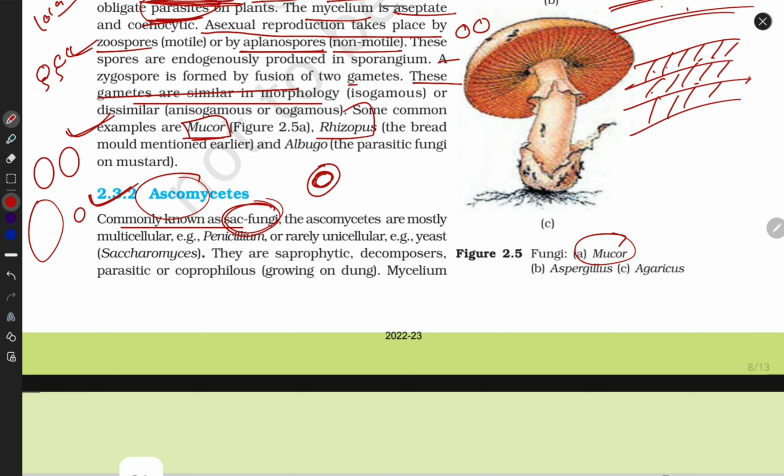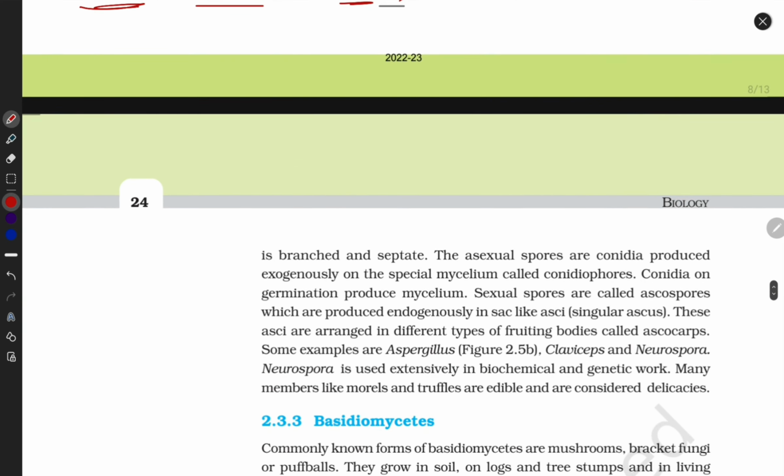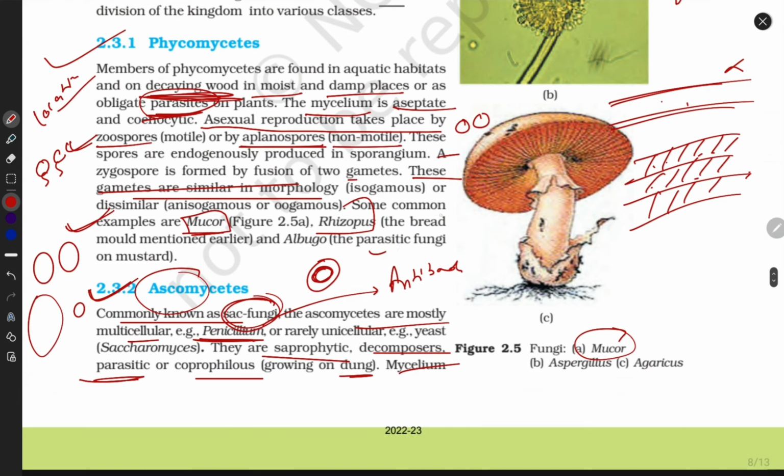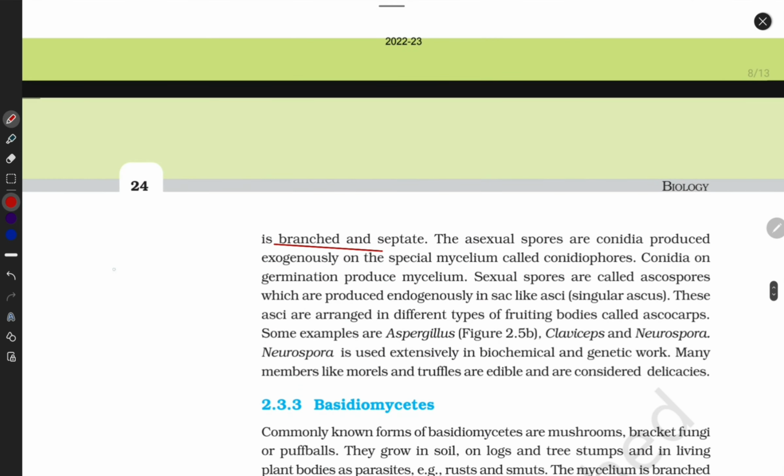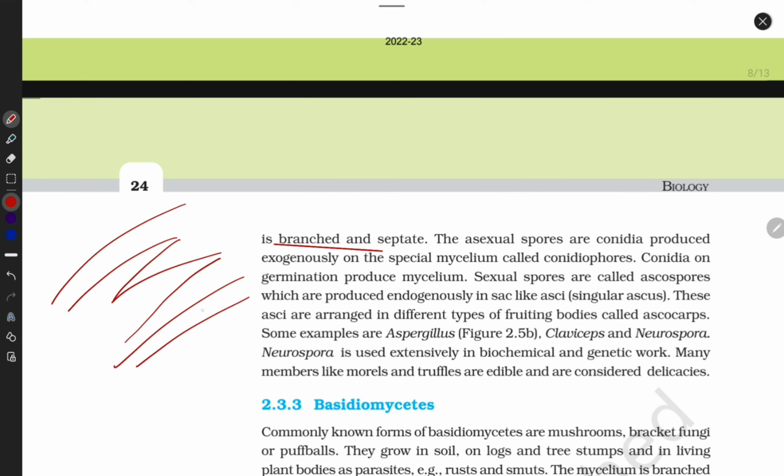Sac fungi are mostly multicellular. An example is Penicillium, which I told you is useful as an antibiotic. They are saprophytic, they can't make their own food, so they decompose as decomposers. They also live as parasites. Coprophilous means they live on dung. They have mycelia that are branched and septate.